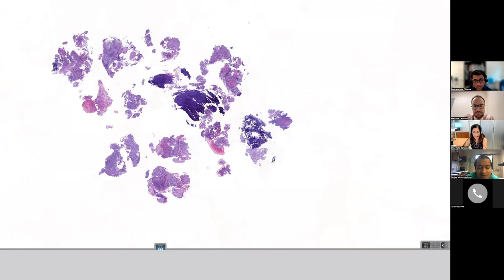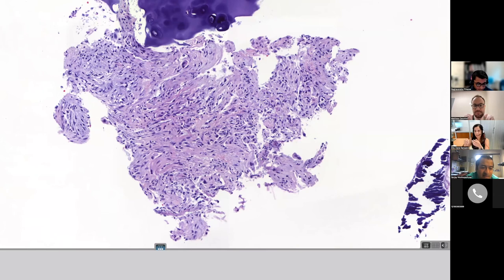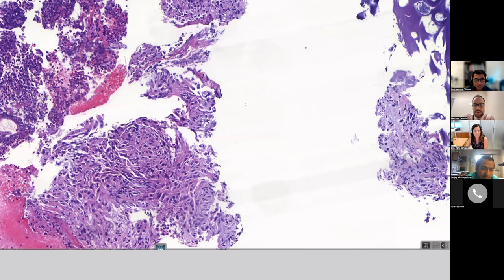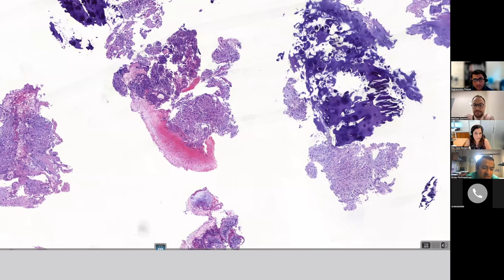I guess it's a cryobiopsy, but we don't see this artifact in cryobiopsies. Maybe this is artifactual, and this elongated look that we see here is not real. Some of it might be desmoplastic stroma with some spindle cells.